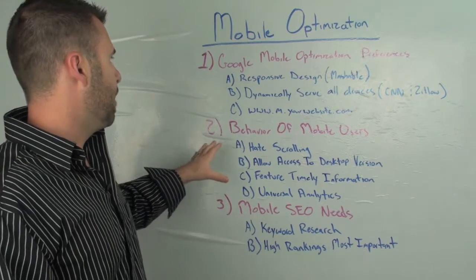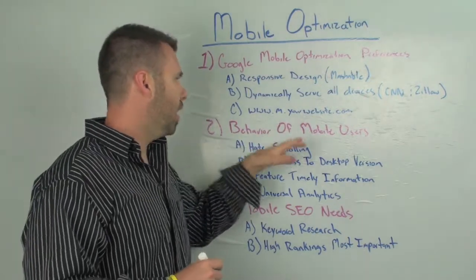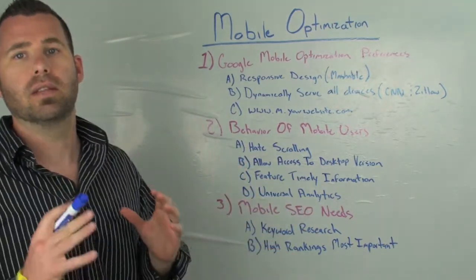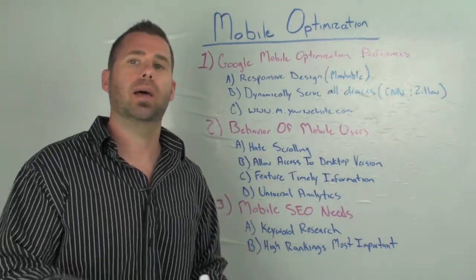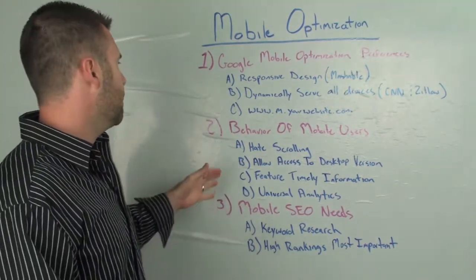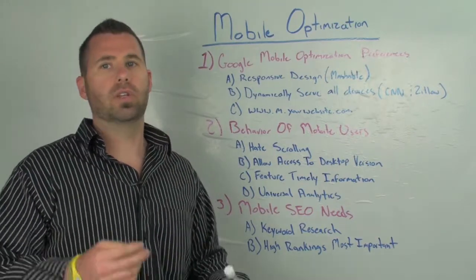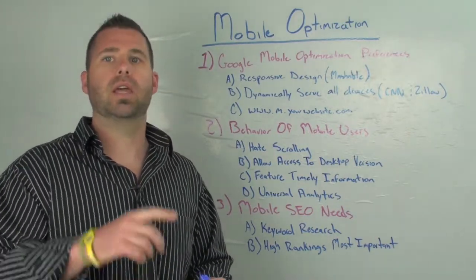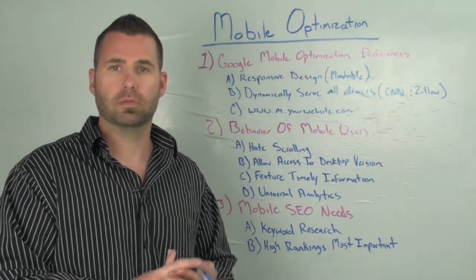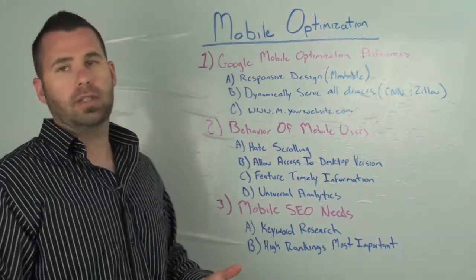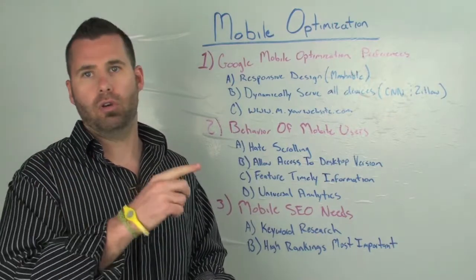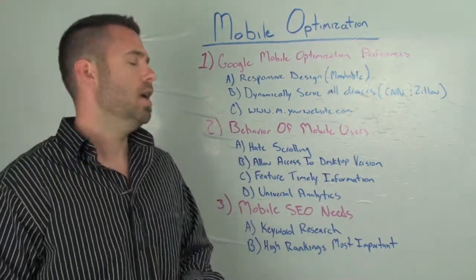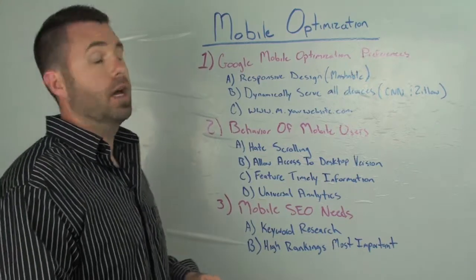Then let's talk about the behavior of mobile users, because obviously it's a lot different when you're on your mobile device or a tablet than when you're on a laptop or desktop. The first thing is they hate scrolling. When you're designing your tablet and smartphone website, make sure things stack really nicely and they don't have to scroll from side to side or up and down, because that's the very first thing they hate.